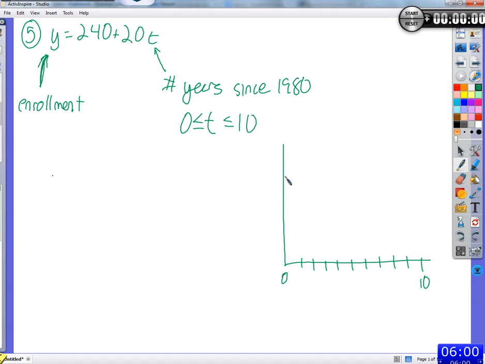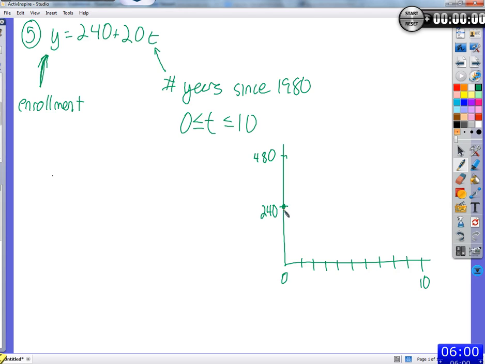How high does it go? If you plug in 10, which is the last year that this equation can model this scenario, we'll add 200. 200 plus 240 is 440. Okay, so maybe if we did 240 here, and this would be 480. Okay, and 440 is in there. That's a little better, a little easier to see.